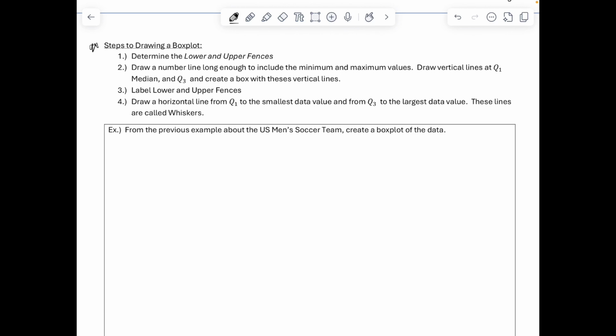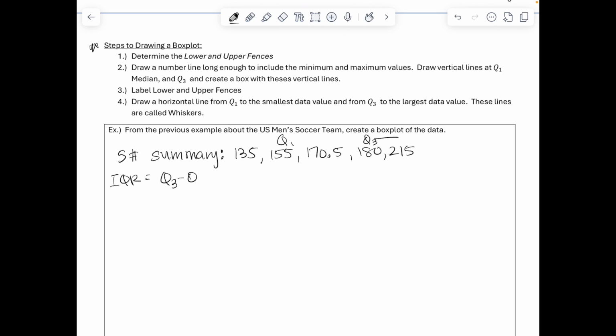So it says from the previous example about the U.S. men's soccer training camp, create a box plot of the data. So now we're going to create a box plot. I'm going to write down, we already had the 5-number summary. And so we had 135, 155, 170.5, 180, and 215. So first thing we need to do is figure out if we have any outliers. So our IQR, we need to take Q1 and Q3, which we already have, and we're going to do Q3 minus Q1. So we have 180 minus 155, which is going to work out to being 25.